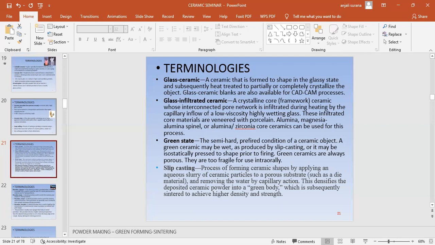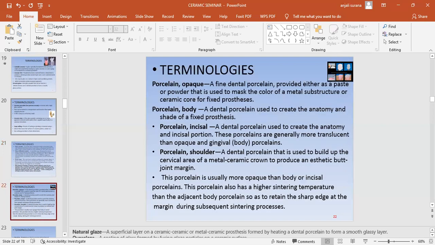Then, slip casting. Process of forming ceramic shapes by applying an aqueous slurry of ceramic particles to a porous substrate and removing the water by capillary action. This densifies the deposited ceramic powder into a green body, which is subsequently sintered to achieve higher density and strength. Then comes porcelain opaque. A fine dental porcelain provided either as a paste or powder that is used to mask the color of a metal substructure or ceramic core for fixed prostheses.